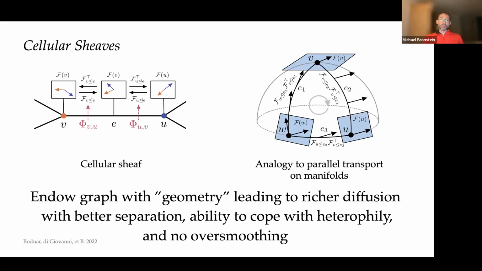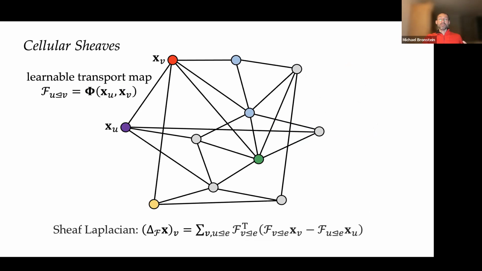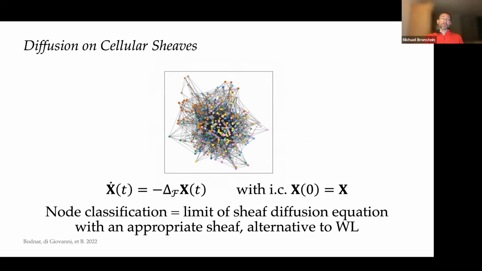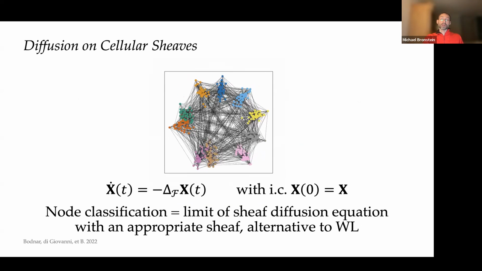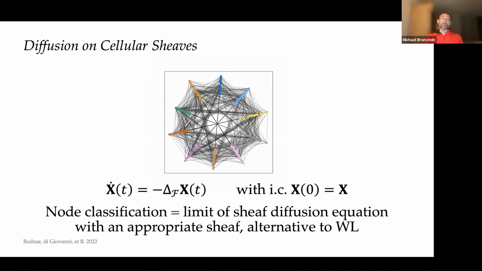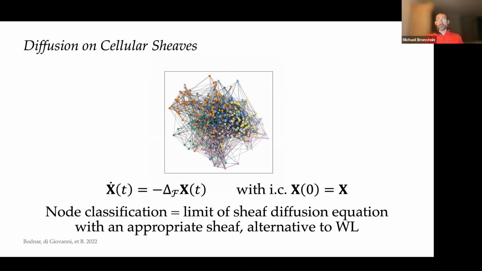And basically what we can do is make the sheaf learnable, and ask the question: if I upgrade this graph to a sheaf structure, I can make this sheaf in many different ways. So what would be the right way of creating this sheaf in a way that will solve, for example, node classification problems?